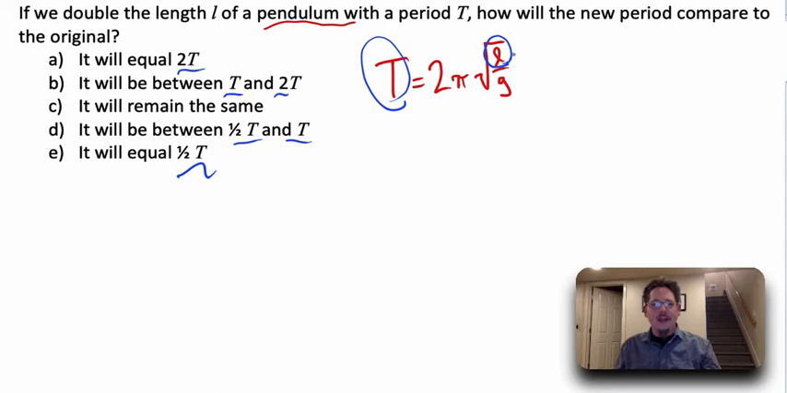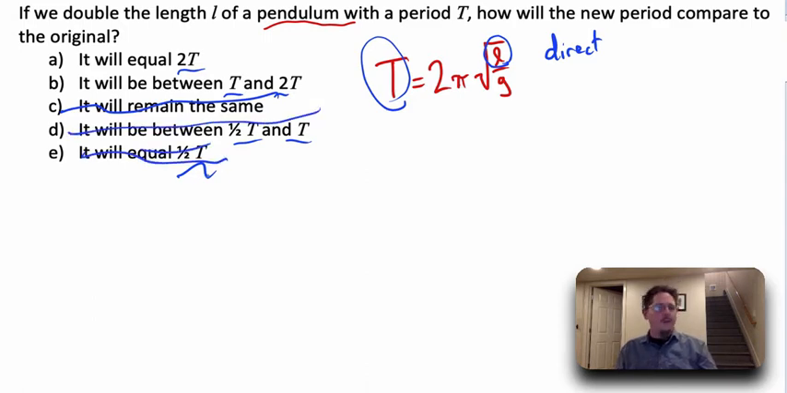Well, T and L, one, they are across from each other in the equation, and two, they're both on top. And this tells us that it's a direct relationship. So if L is doubled, then that means T is also going to go up. L goes up, T goes up. That means we can get rid of all of these answers.